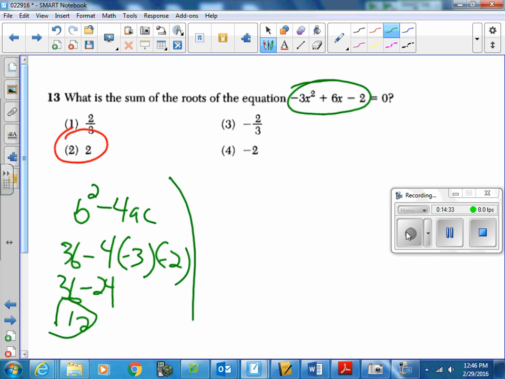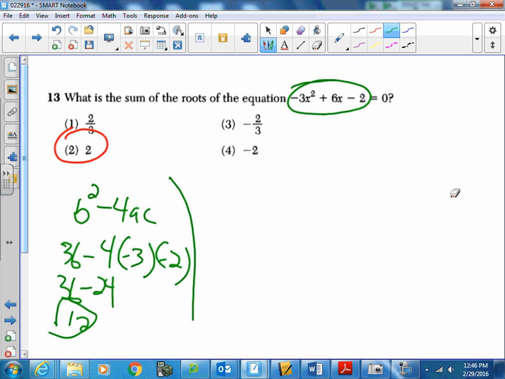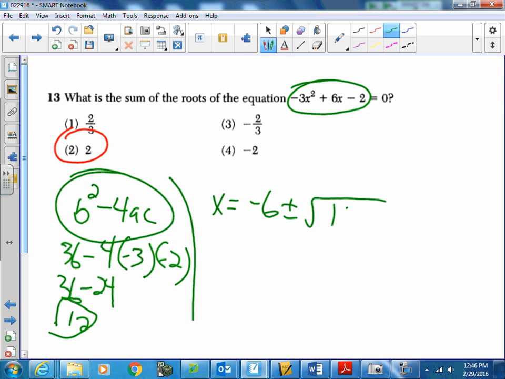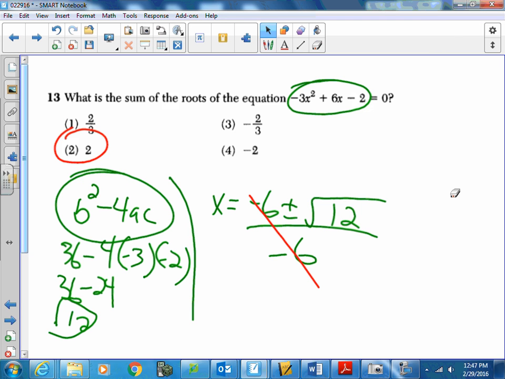And I'm going to have to use another method. So I'm going to use the quadratic formula. And that's going to look like this. X equals -b. So -b, if b is 6, -b would be -6 plus or minus. We already know what's under the square root because that is your discriminant. So that's just going to be 12 all over 2a, which is negative 6. All right, what you do not want to do at this point is do this. That is a no-no.